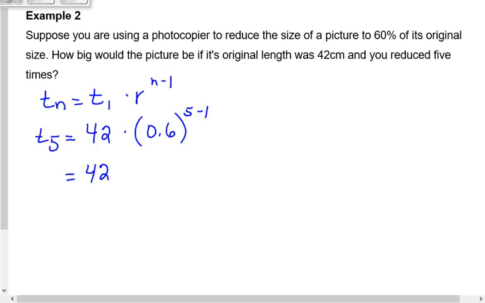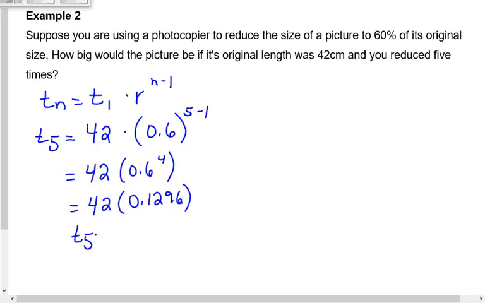So we simplify here, and we end up with 42 multiplied by 0.1296. So after we reduce it 5 times, the picture would have a length of 5.44 centimeters.